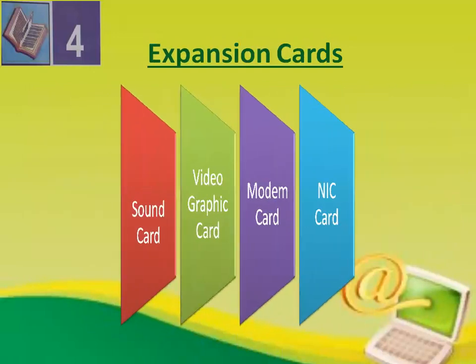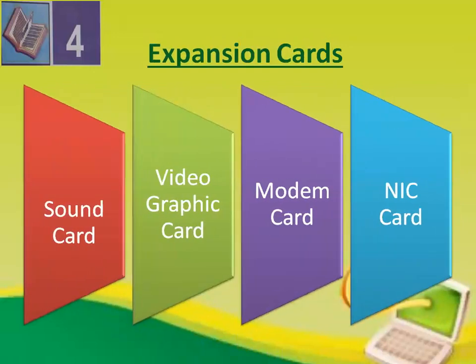So these are the four types of our expansion cards. Sound card: you can insert it on your expansion slot on a motherboard, and you can increase the capabilities and features of your sound system. Video graphic card: with the help of a video graphic card, you can increase the graphics and images on your monitor screen. Modem card: this is used to provide the connection over the internet. With the help of a modem card, you can get an internet connection.